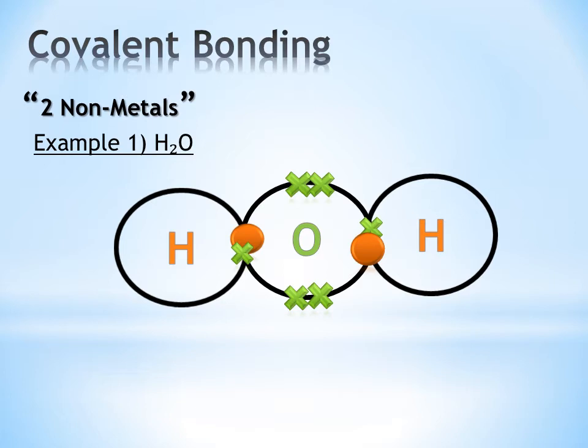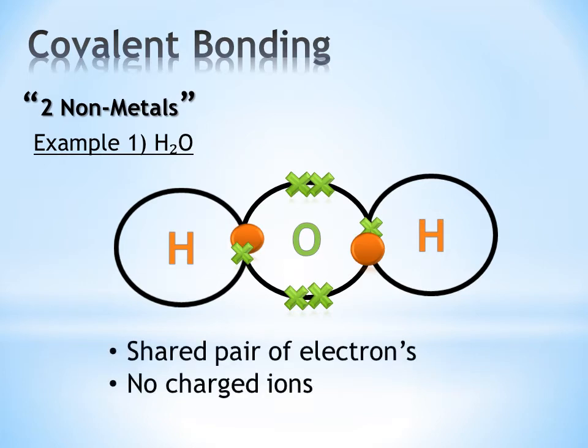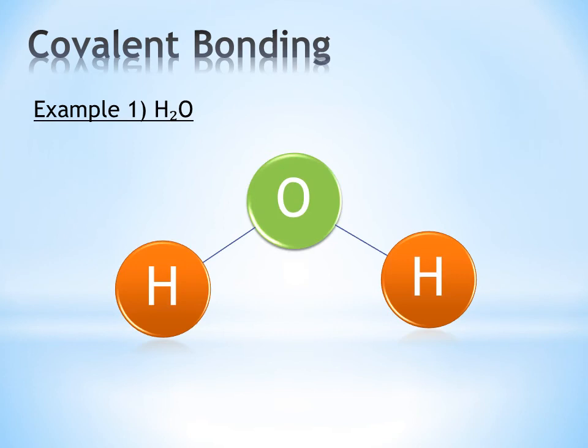And thus we can see that a covalent bond is a shared pair of electrons between two atoms, and the molecule does not contain any charged ions. This then forms two single bonds between each of the hydrogens and the oxygen.